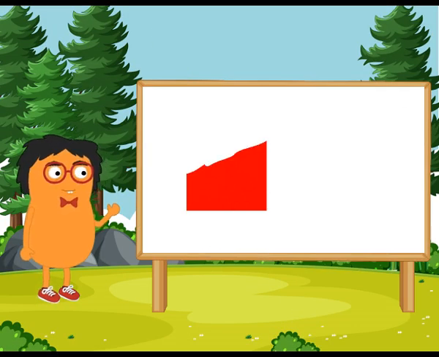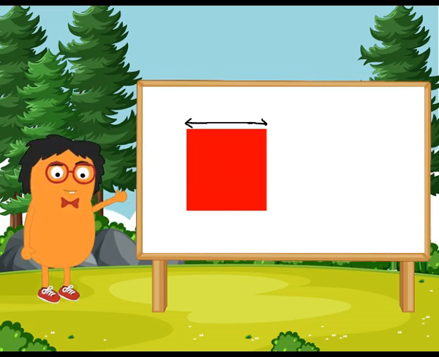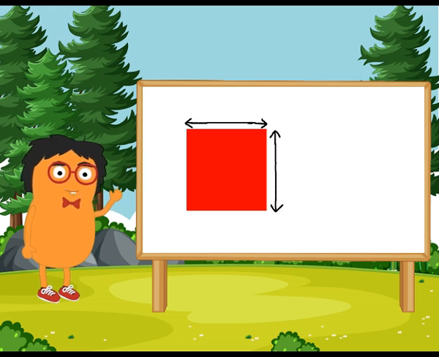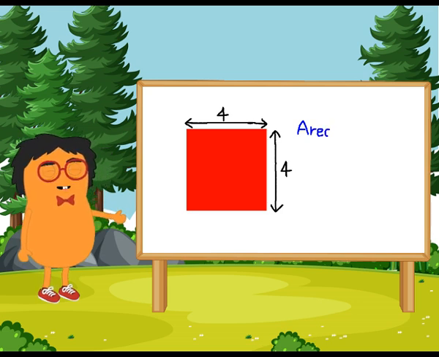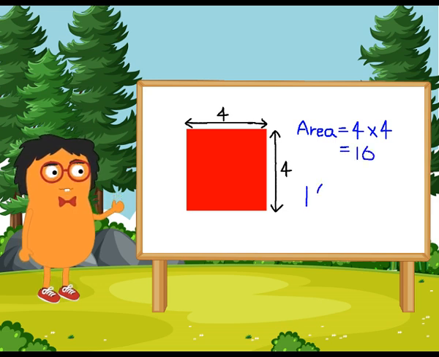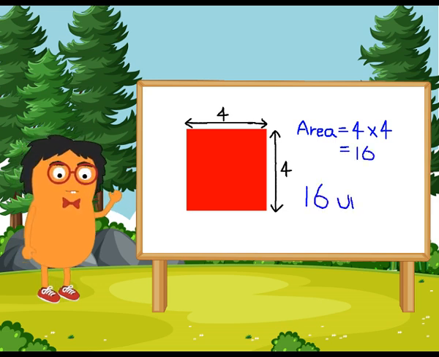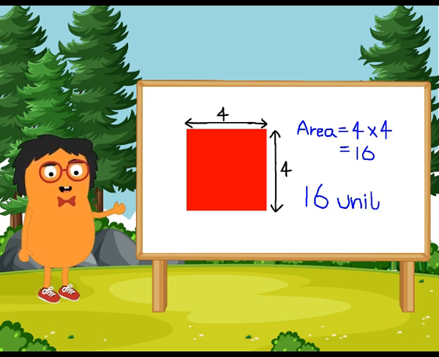First up, the square. A square is a unique shape where all four sides are of equal length. This makes it quite straightforward to calculate its area. To find the area of a square, we simply multiply the length of one side by itself. So, if each side of the square is, say, 4 units long, the area would be 4 times 4, which equals 16 square units.